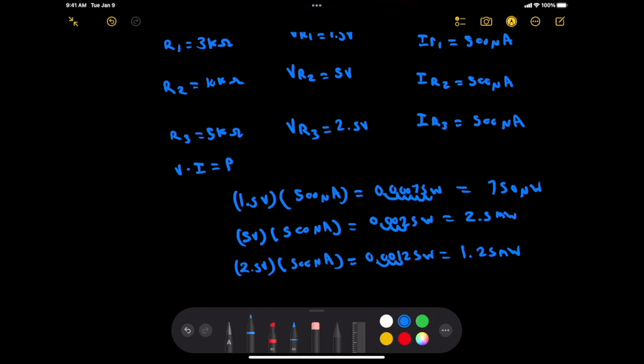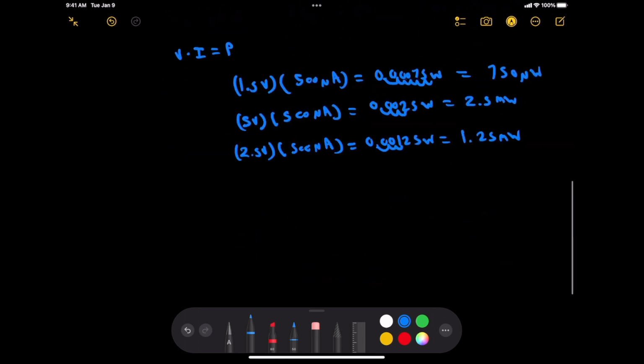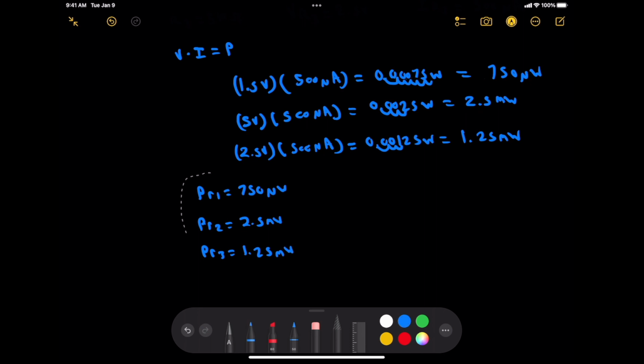Okay, so this is going to be our power going through each resistor. So let's just write it down. PR1, PR2, and PR3 equals 750 microwatts, 2.5 milliwatts, and 1.25 milliwatts. And we can find the total power by doing it two ways.